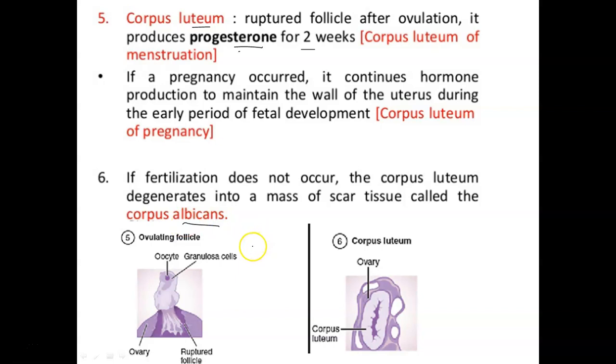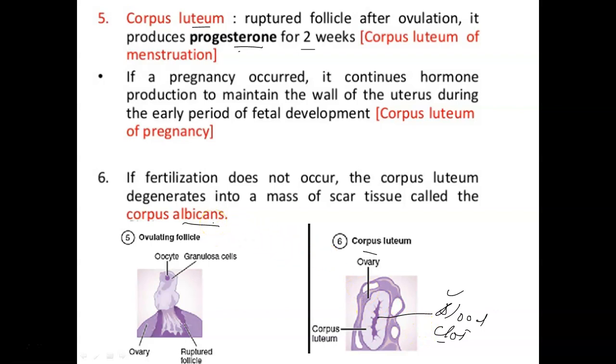Okay, so corpus luteum is here. This one is ovary, corpus luteum. This is actually the ruptured red blood. A blood clot is there in the middle, because the graafian follicle ruptured and the egg is released.